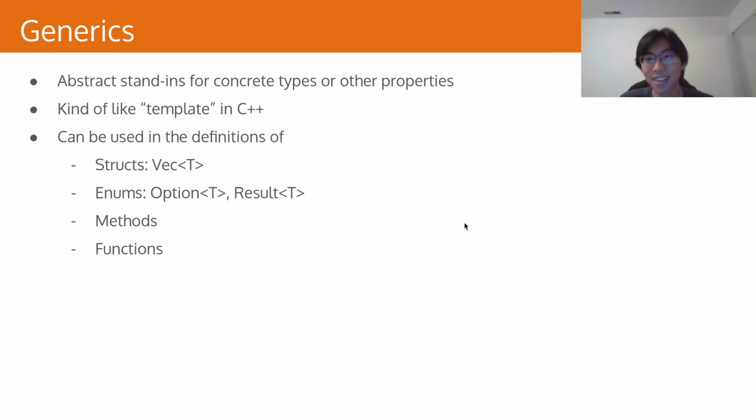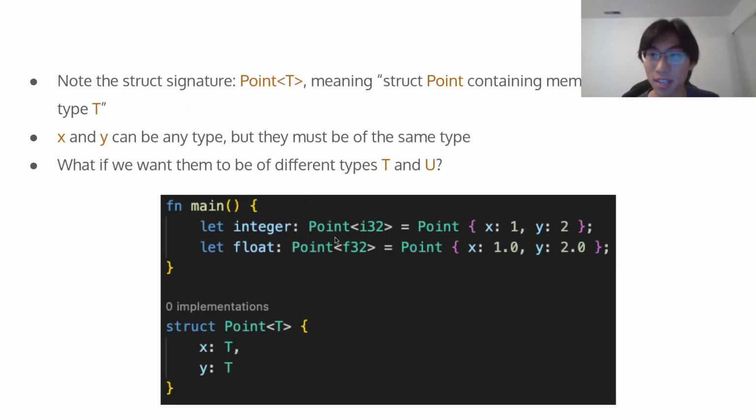Hint, hint. So this is where generics come in, where generics are used as stand-ins for other concrete types. And this works similarly to templates in C++. We can use generics in the definitions of structs, as in Vec<T>, enums, like Option or Result, methods, and functions. And we'll look at all four of these in the upcoming slides.